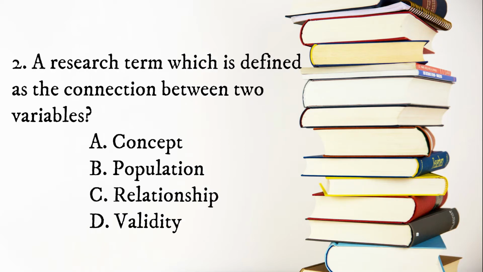Number 2. A research term which is defined as the connection between two variables. A. Concept, B. Population, C. Relationship, or D. Validity?